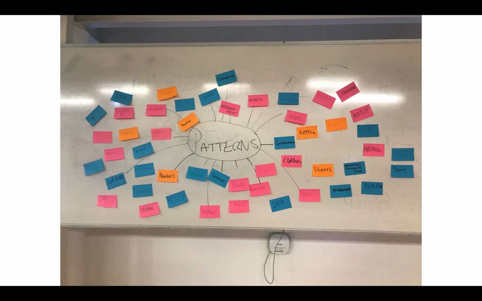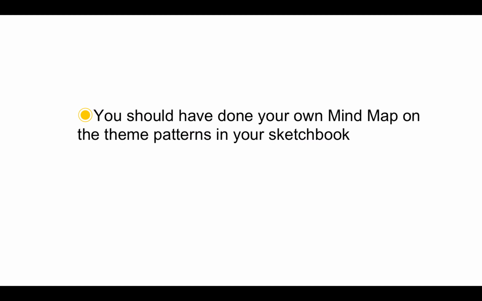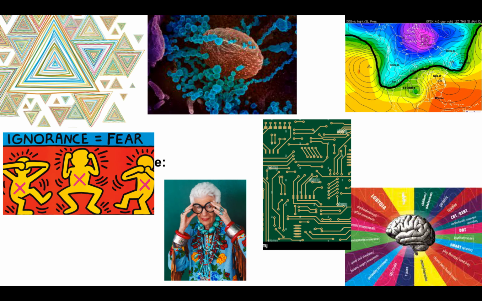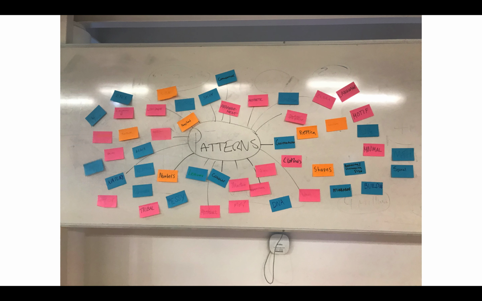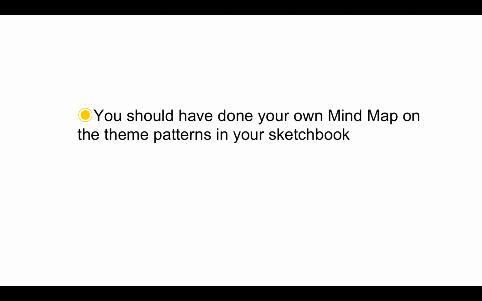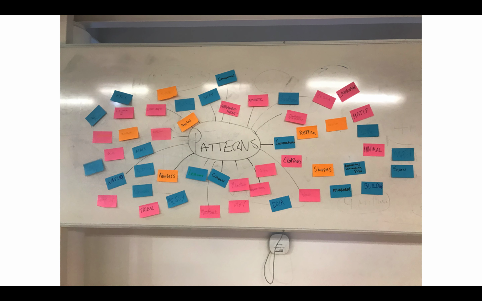We also did a giant class brainstorm, in which we created a mind map together on different ways that we can interpret the theme pattern. Lots of options there, and there are more. If you haven't seen this lecture, you need to go and have a look at that because it's quite important. As well as this giant class mind map to get ourselves going, you should have done your own mind map on the theme patterns in your sketchbook. It may begin with some of these ideas, but it's going to go a little bit further than that and have your spin on it.